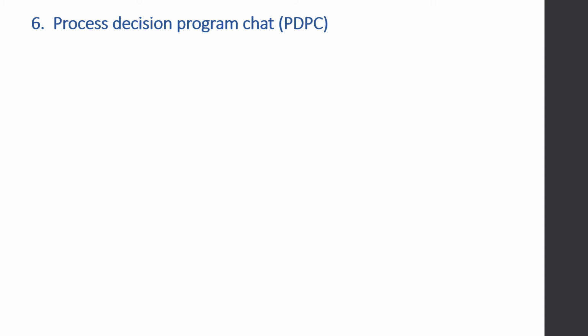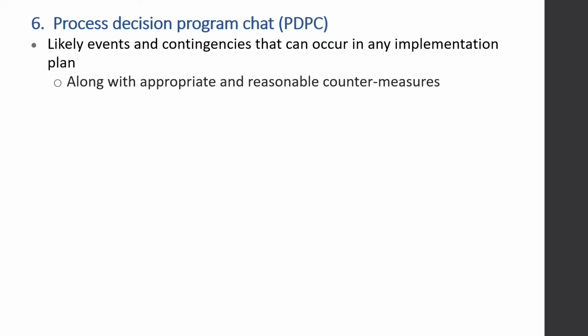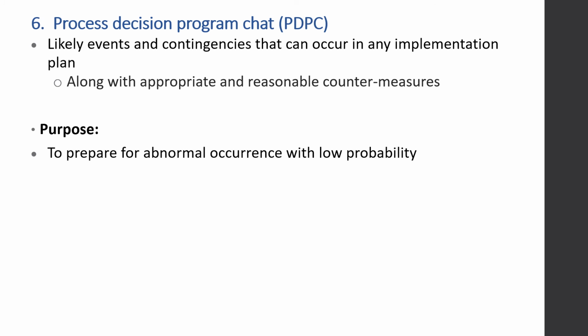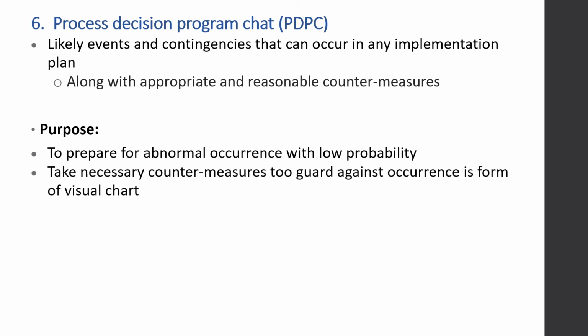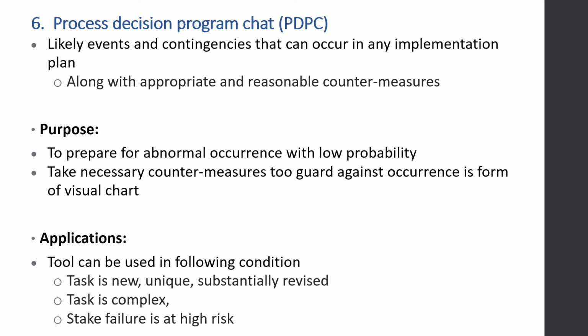Now we have process decision program chart, PDPC. It identifies likely events and contingencies that can occur in any implementation plan along with appropriate and reasonable countermeasures. The purpose is to prepare for abnormal occurrences with low probability, and take necessary countermeasures to guard against the occurrence in the form of a visual chart. Its application: the tool can be used when the task is new, unique, substantially revised, the task is complex or tricky, or failure is at high risk.